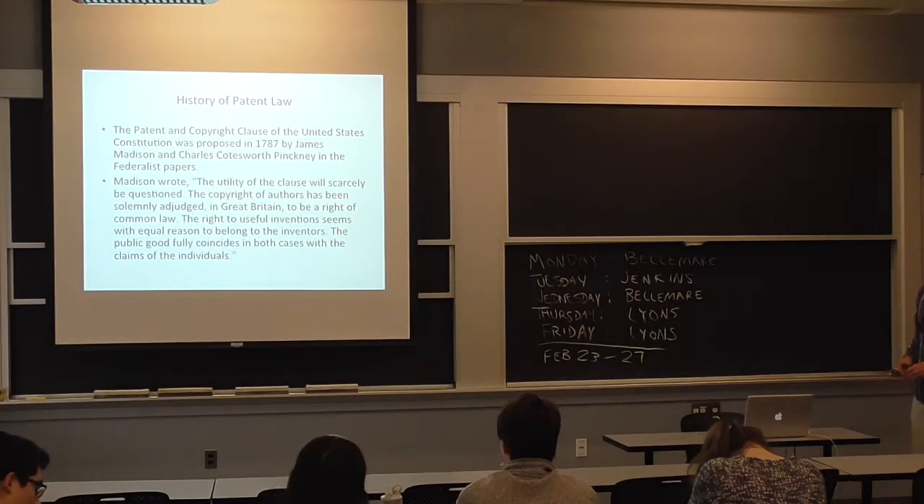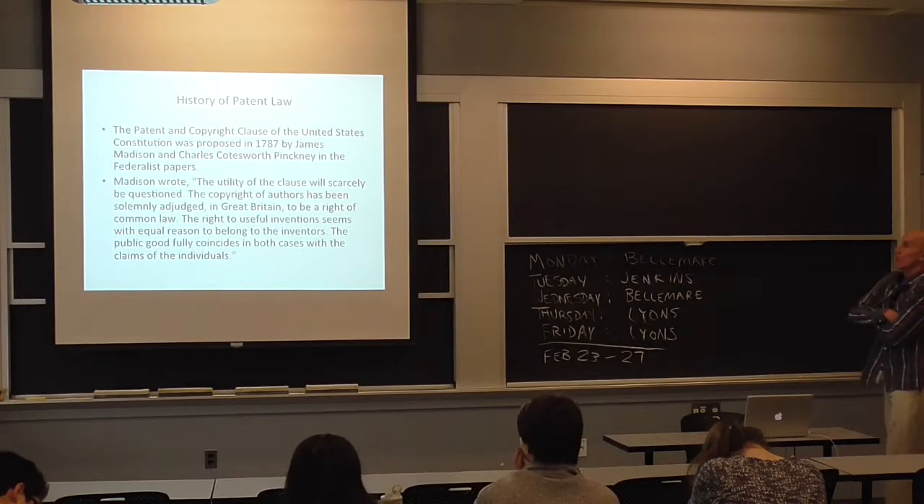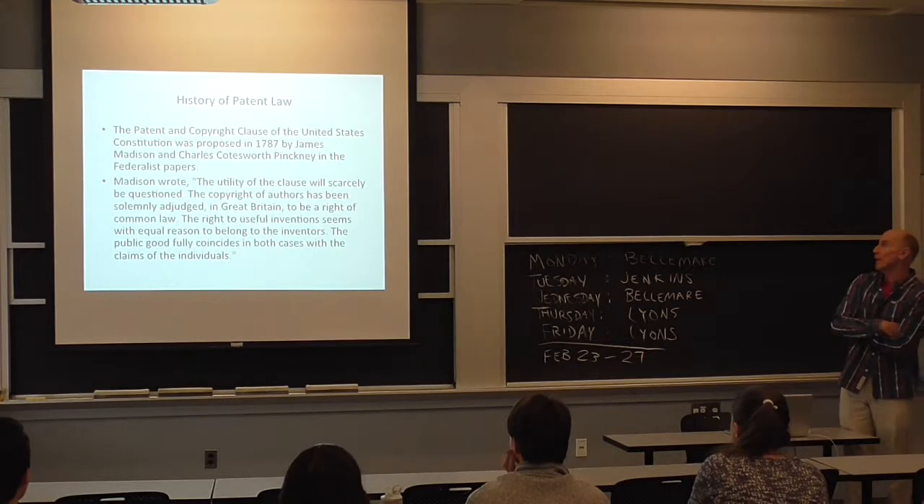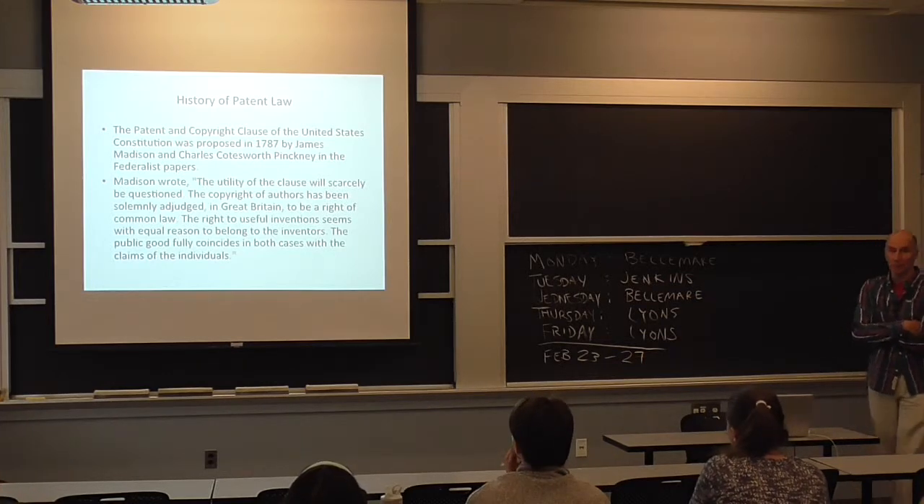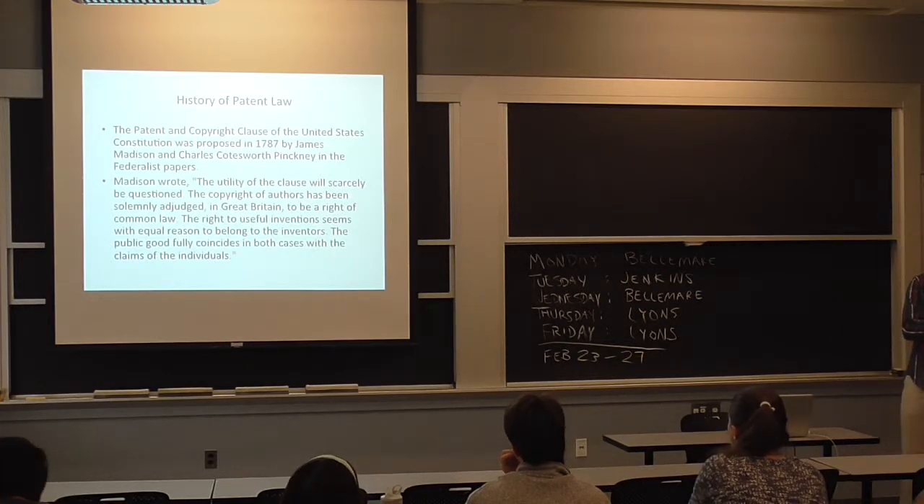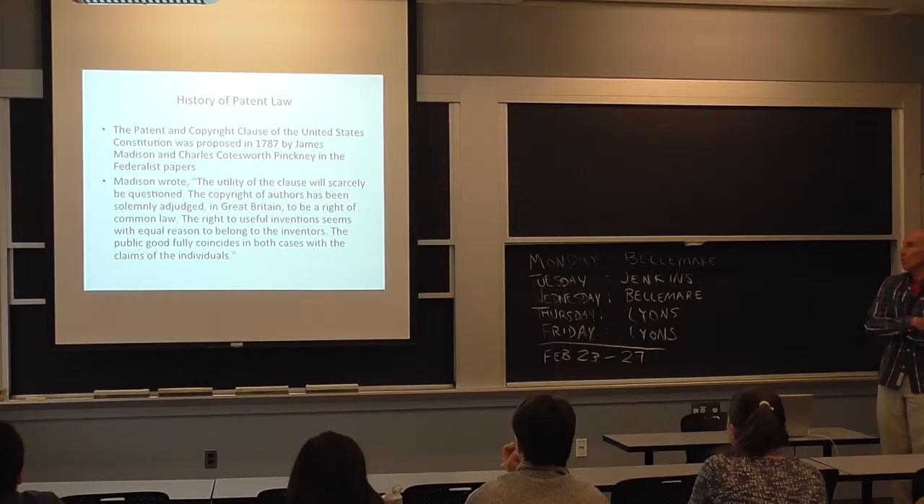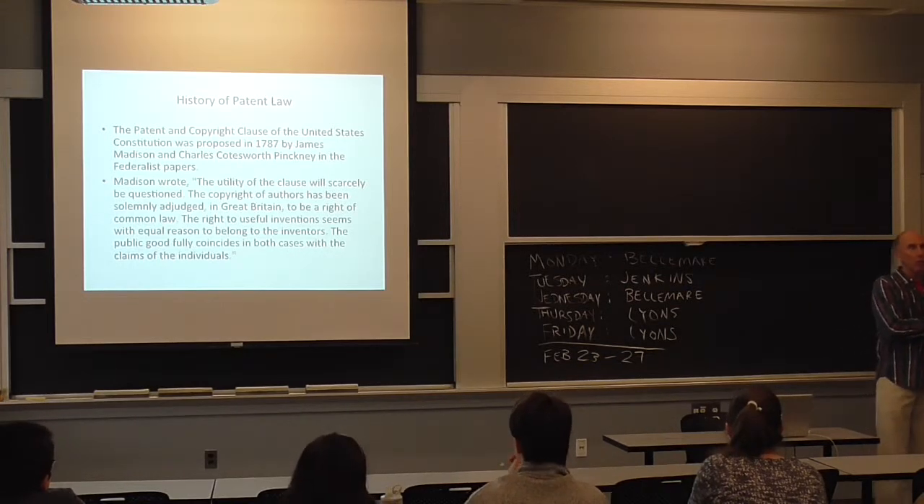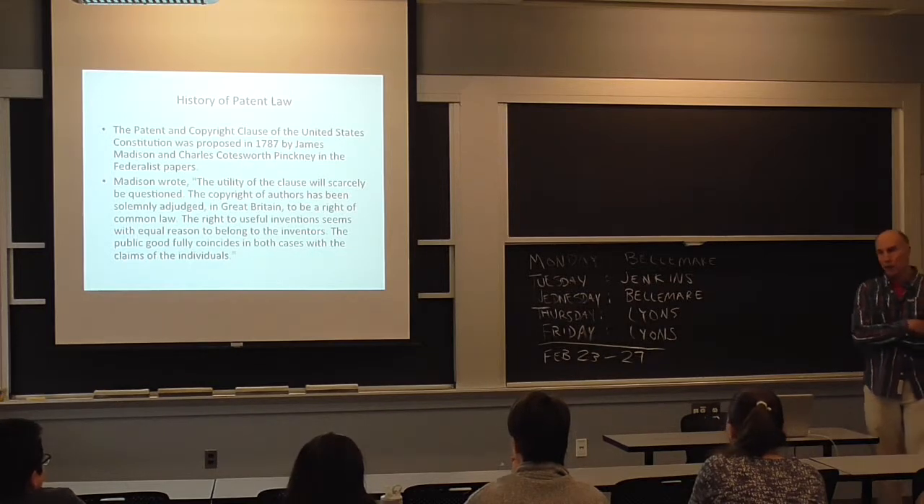The Patent and Copyright Clause of the United States Constitution was proposed in 1787 by James Madison and Charles Pinckney in the Federalist Papers. So you can actually go back, drill down, open up the Federalist Papers. I think it's Federalist Paper 473, and you can read what Madison said about this.